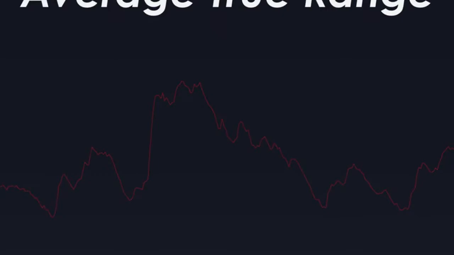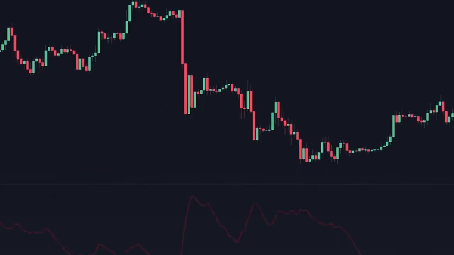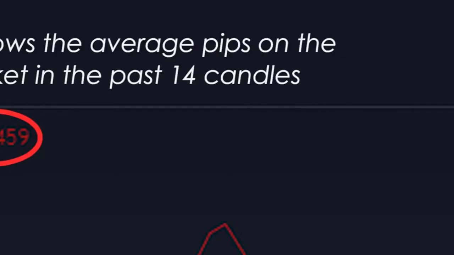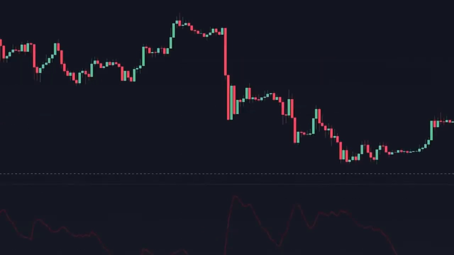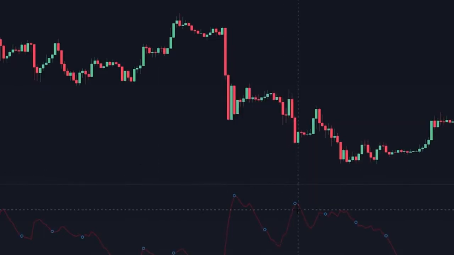The ATR indicator stands for Average True Range, and its only purpose is very simple: to identify the volatility on the market. So when you open the ATR indicator, you'll get a single line. But believe it or not, you don't really need this line, because the only important part of the indicator is the ATR value, the number in the corner. So this number shows the average pips on the market in the past 14 candles. You can switch this to whatever value you want in the settings, but I prefer the original.